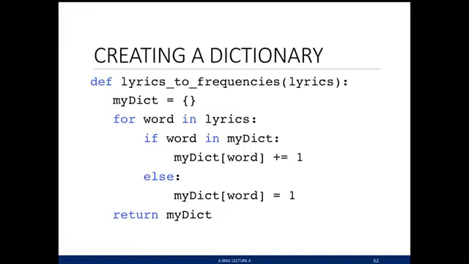It's also in the handout. Here we go. Lyrics to frequencies. Lyrics is just a list of words, strings. So I'm going to set up an empty dictionary. There's that open, close curly brace. And here's what I'm going to do. I'm going to walk through all the words in lyrics. You've seen this before. This is looping over every word in lyrics. Notice what I'm going to do.